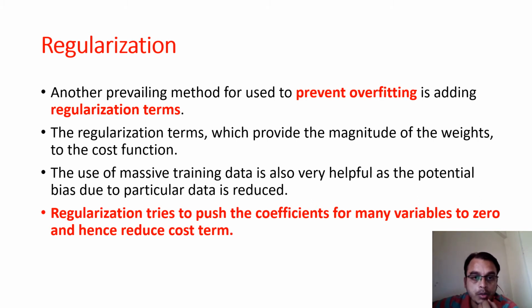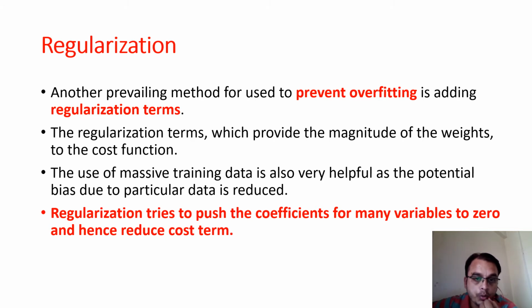So under regularization, what does it mean? A regularization term adds a penalty on the magnitude of the weights to the cost function. So we are discussing the cost function, and how to reduce its value. The use of massive training data is also very helpful, since the potential bias due to particular data is reduced. Regularization, what does it do?